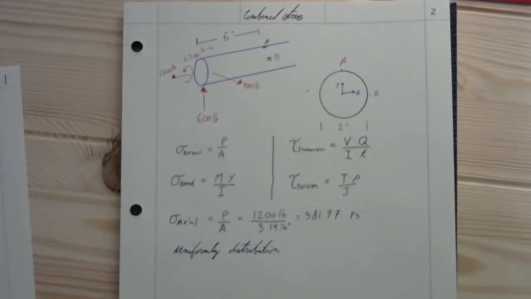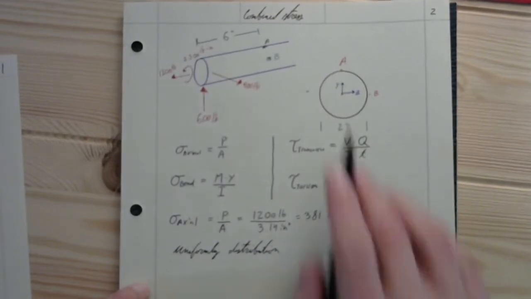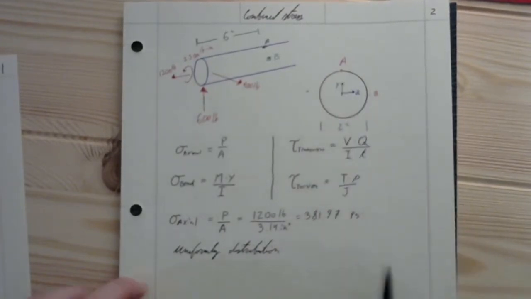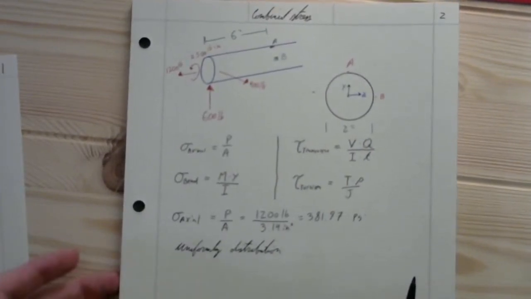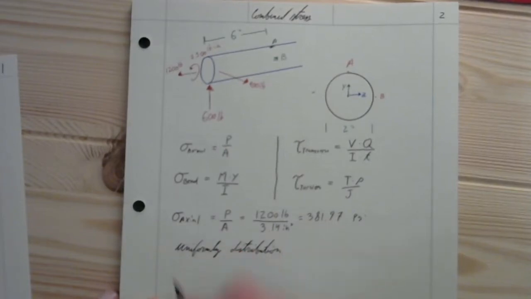Now, for the other ones, they're going to be a function of the location of A and B. So let's look at A first, and let's look at the moment at A. From now on, I'm going to do point A specifically things in green.